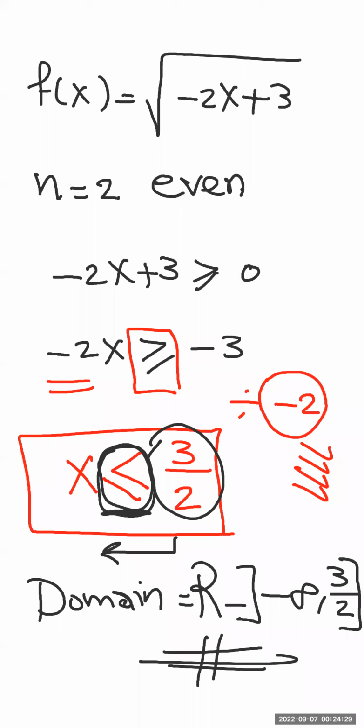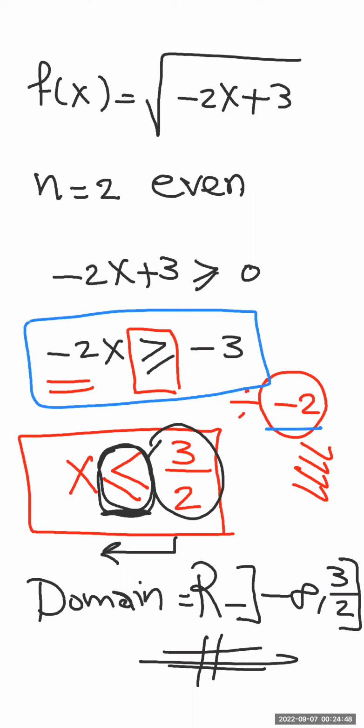Okay? Is it clear? Any questions? No. Okay, so don't forget a very important point. If you divide the inequality by a negative number or multiply it by a negative number, change the symbol. It was greater than or equal, so it becomes smaller than or equal.